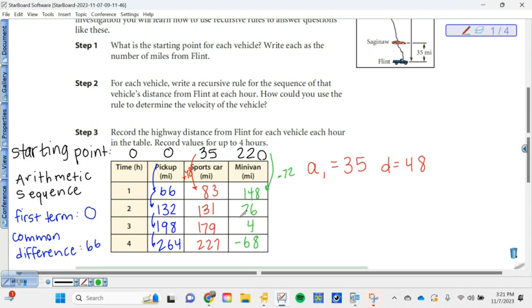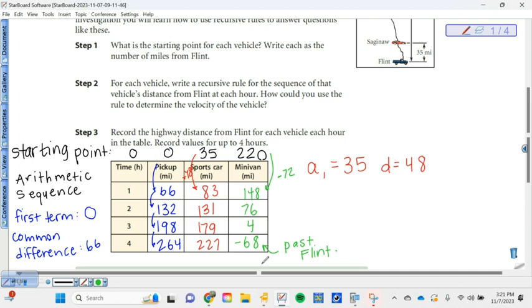They went past Flint, 68 miles, which is right about where I grew up. It's like 68 miles south of Flint. So that negative sign just means that they went past Flint. They kept driving past Flint.